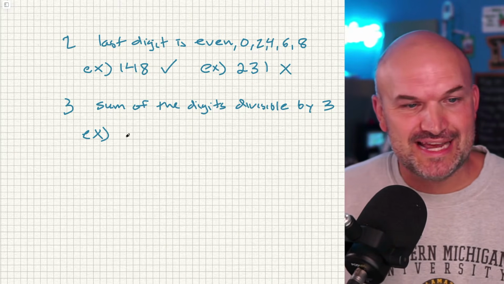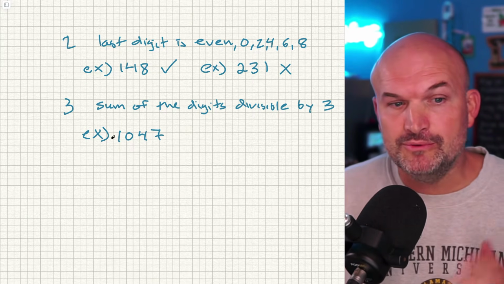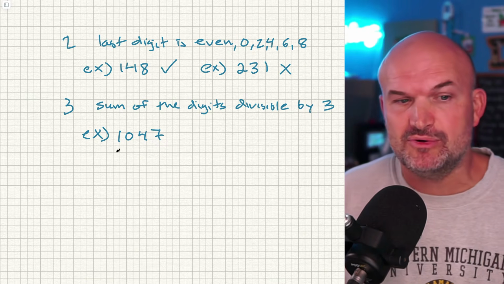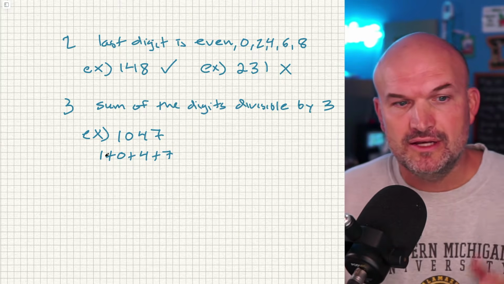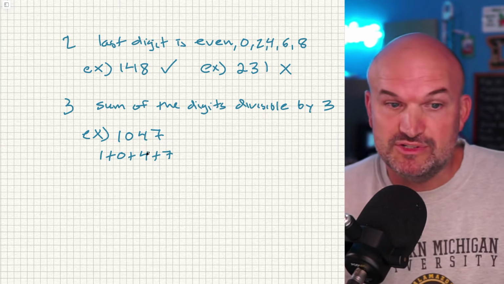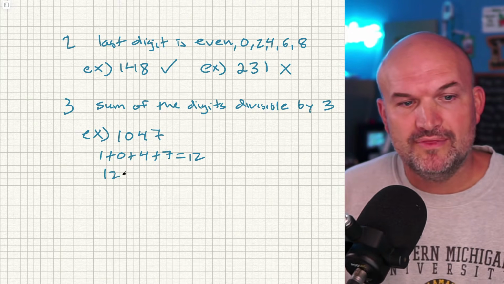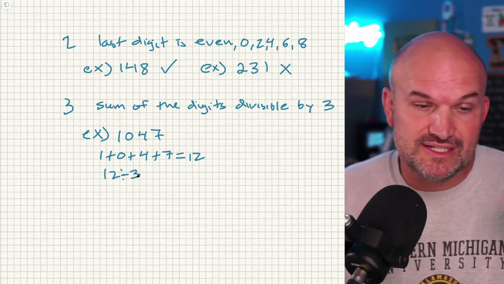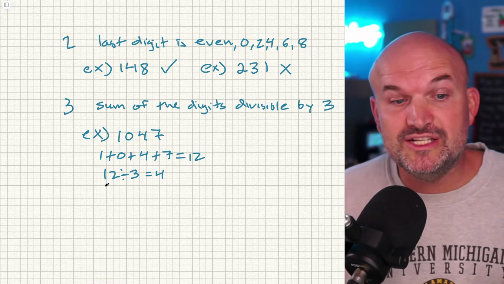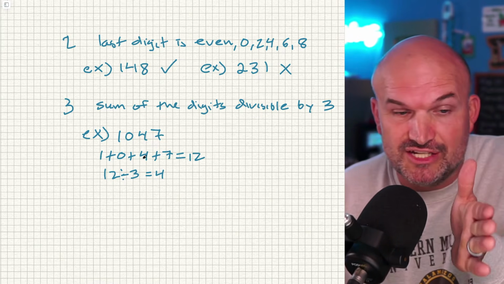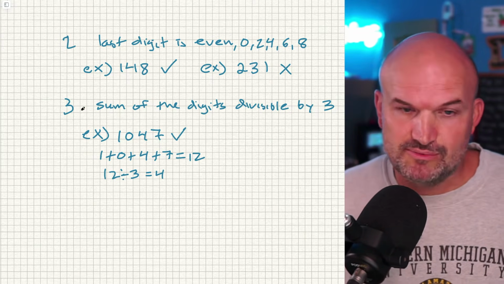So let's take a look at an example here. What if I had 1,047? All we're going to do is add up the digits and see if that number is divisible by 3. So we'll do 1 plus 0 plus 4 plus 7. 1 plus 0 is 1, plus 4 is 5. 5 plus 7 equals 12. Now we know that 12 is divisible by 3, right? It goes in there evenly without a remainder. The quotient is 4, but it doesn't really matter what that number is. We just know that 12, our sum of digits, is divisible by 3. So this number, 1047, is divisible by 3.